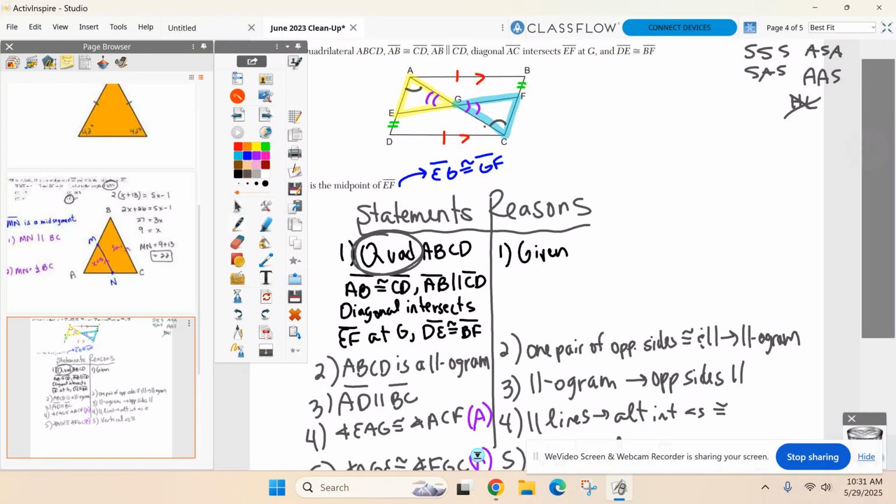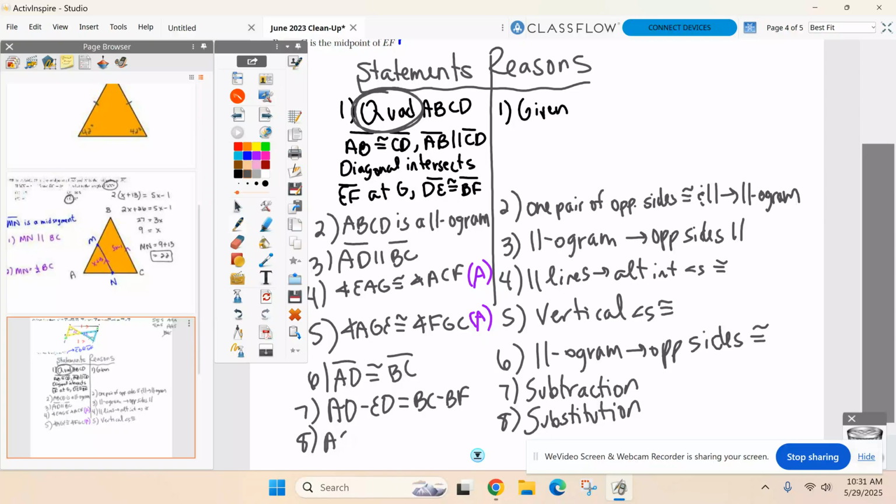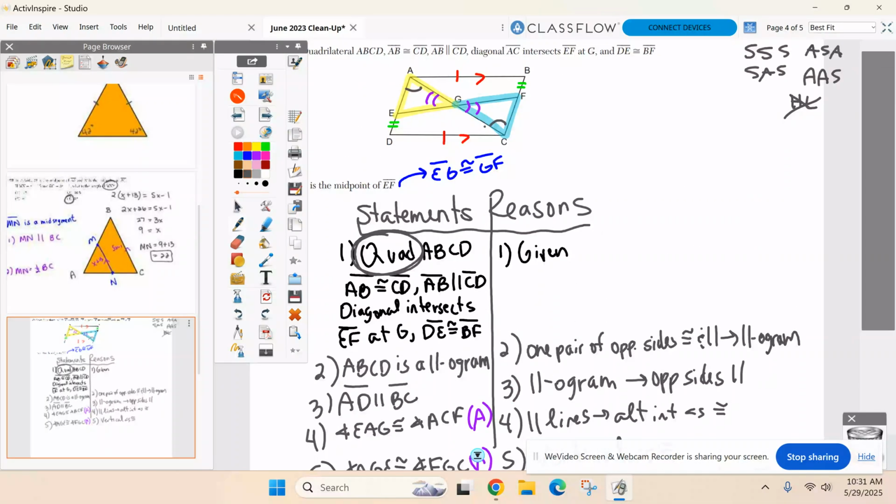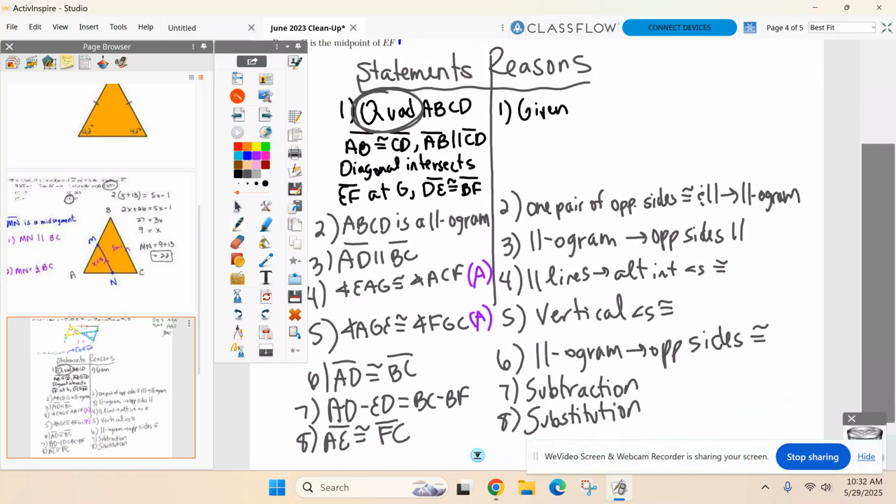What do I got? AE congruent to FC by substitution. Let me mark that on the diagram. AE. All right, let's talk method. This is angle, side, because the side is clearly not in between. So tell me the triangles are congruent.